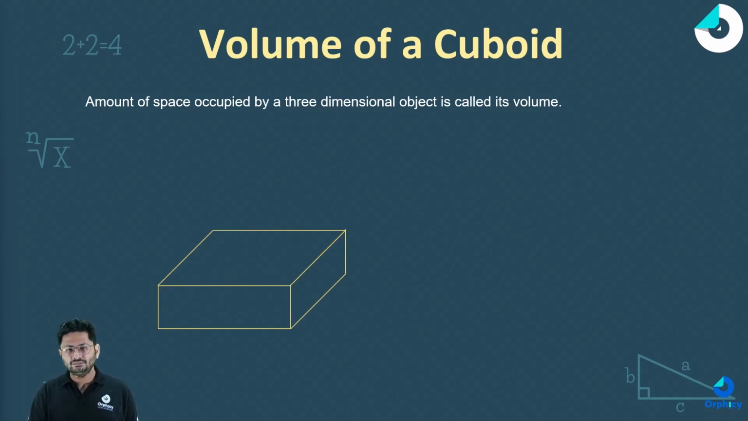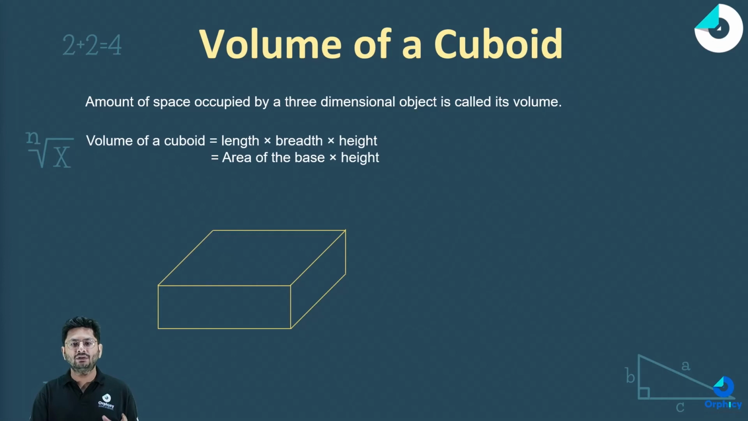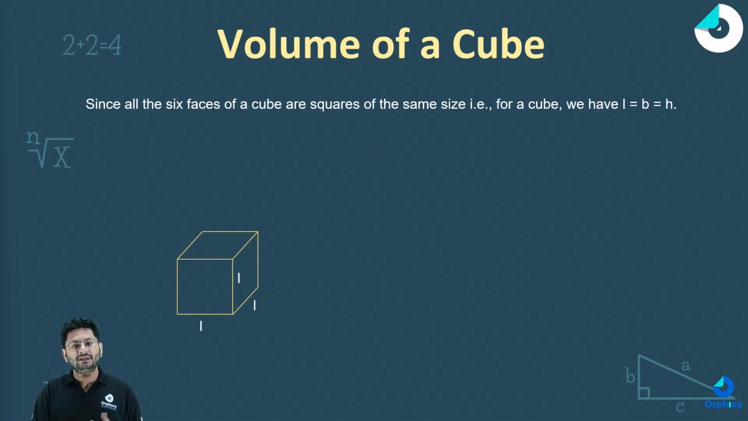Okay, now volume we have already talked about. Volume of a cuboid is equal to length into breadth into height, and we can see that length into breadth is an area. So if the area of the base and the height are given, I can multiply them to calculate the volume. Similarly, if we are talking about a cube, the volume of a cube is length into length into length, because everything is the same in it. So L cube will be the volume of a cube.